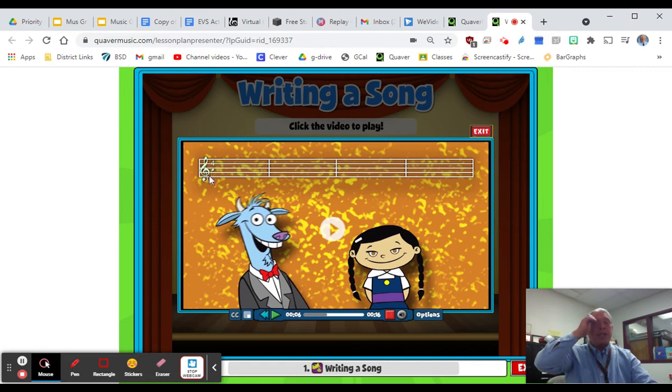Okay, she just said a treble clef. Definitely a symbol in music. What does that tell you and I? Is it the low notes? Or is it the high notes? It's the high notes in music, isn't it?